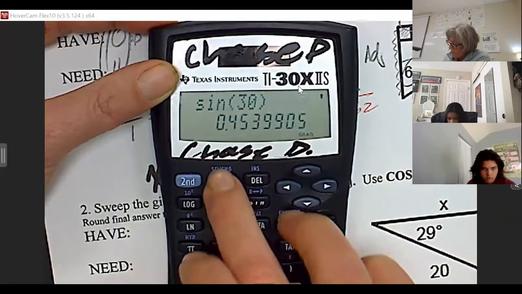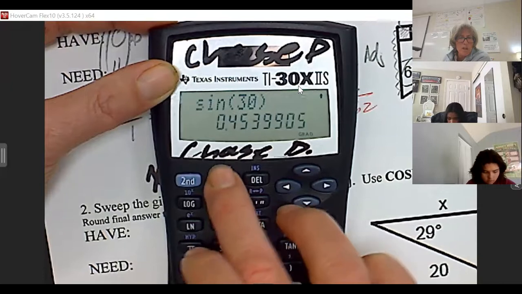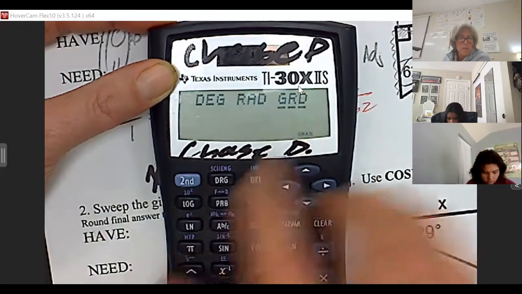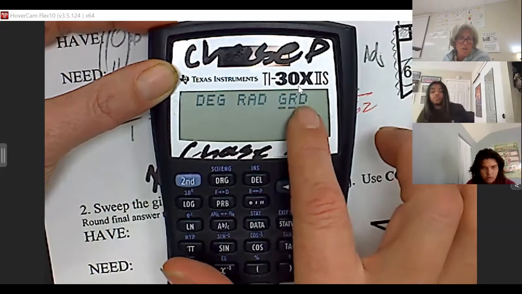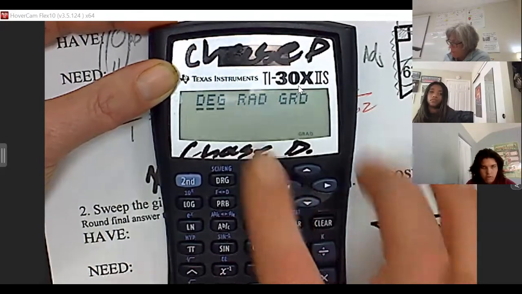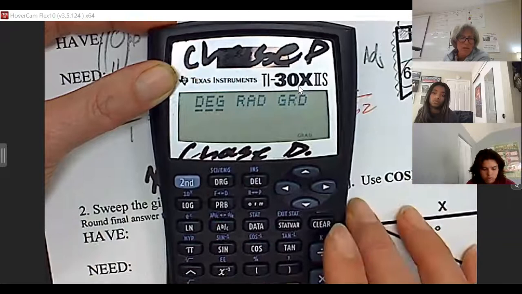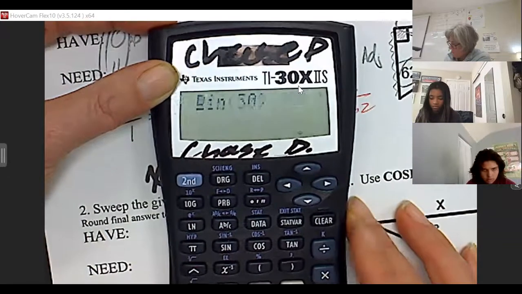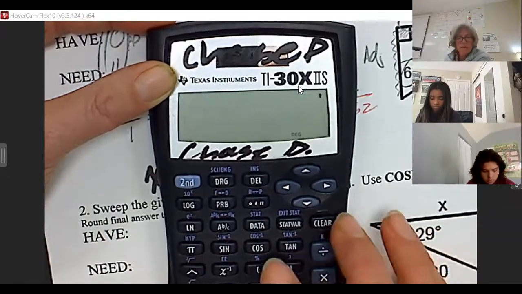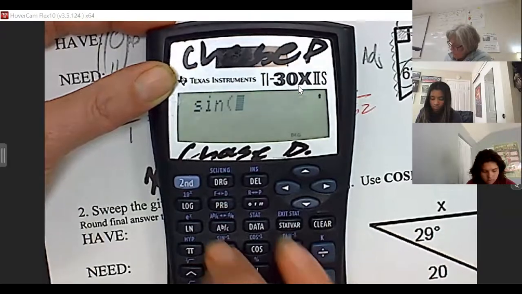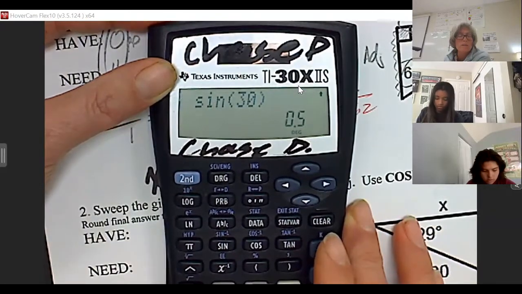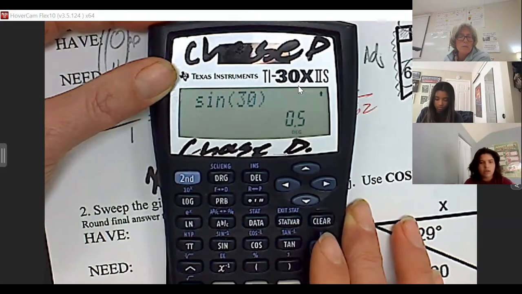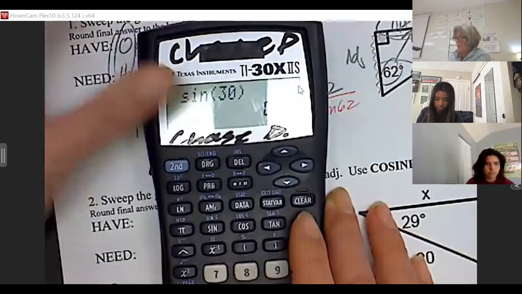Okay. Click this button, DRG. Do you see right now your GRD is underlined? Go back so that DEG is underlined. Okay. Enter. Now try sine of 30. You should be getting 0.5 if you're in the correct mode. I got it. Thank you. Yay! Okay, be careful with that.